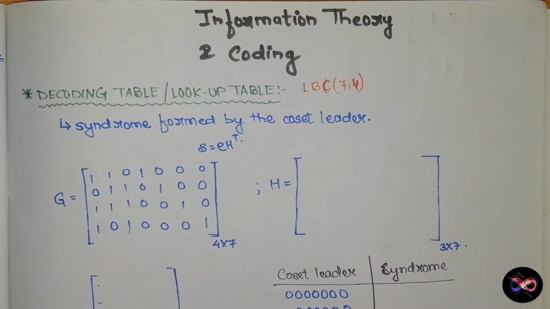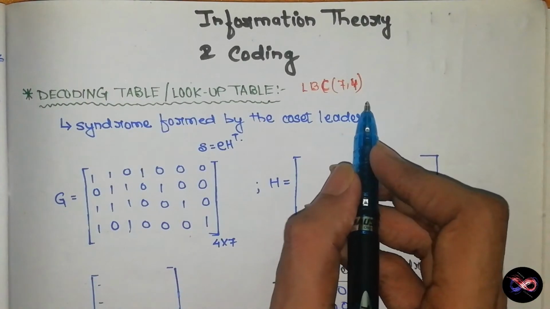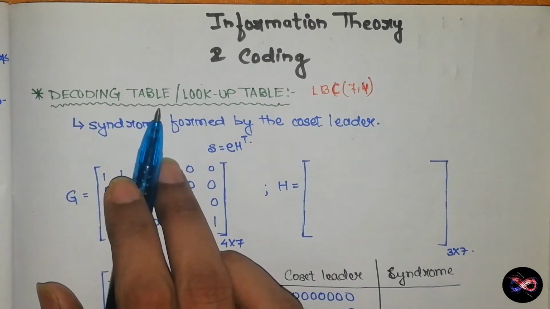In today's lecture we are going to discuss the decoding table and the Hamming code. Starting with the decoding table, we are considering an LBC of dimension 7,4. As the name suggests, it is a table which is used in the decoding of received bits or any information which is received.